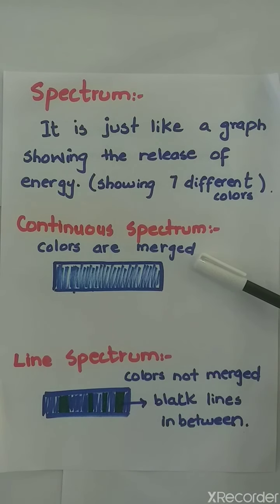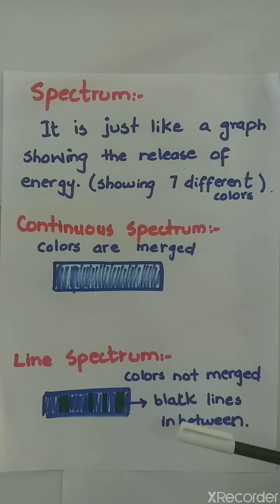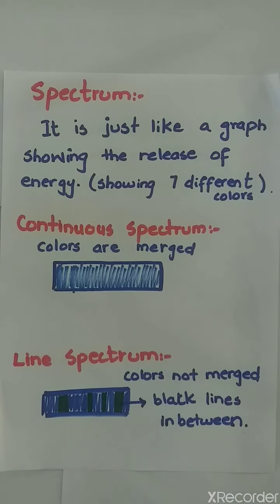Let's see what a continuous spectrum is. A continuous spectrum is the one in which the release of energy is shown by colors that are merged together. All of the colors are merged together. There are no spaces in between. Now the next one is the line spectrum. In the line spectrum, the colors are not merged together and they have black lines in between them, as you can see. So the black lines show that while the energy was releasing, there were gaps in between.